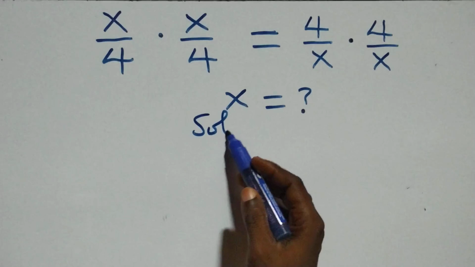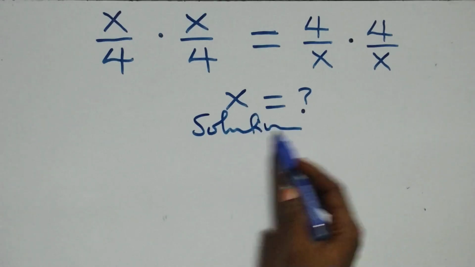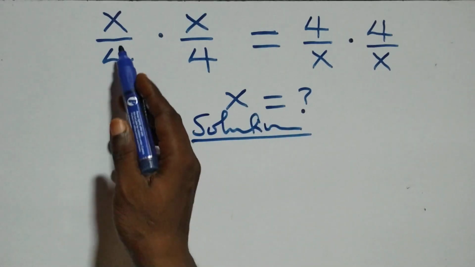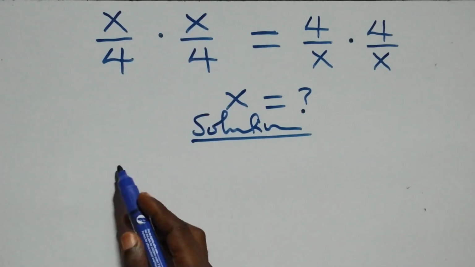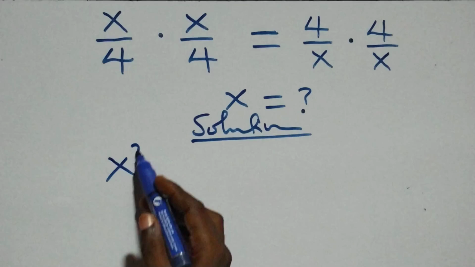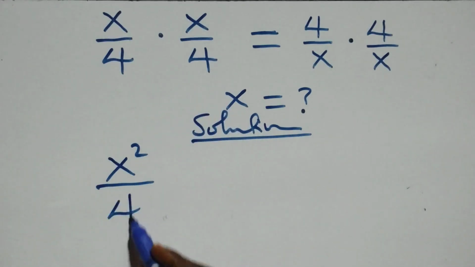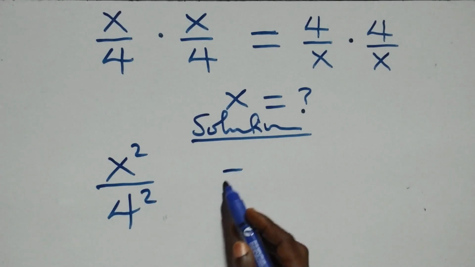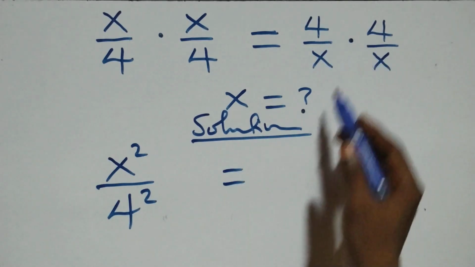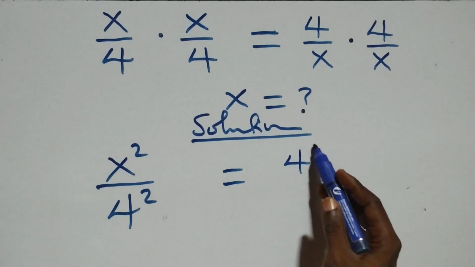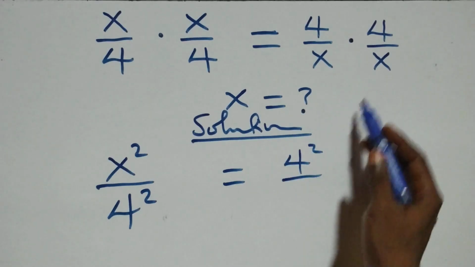Solution from here. From what we have here, we can multiply this directly. x times x, same thing as x squared, and over 4 times 4, also we can write it as 4 squared, equals to, on this side as well, 4 times 4, that's 4 squared, over x times x, we have x squared.